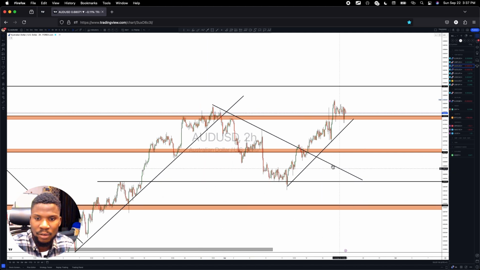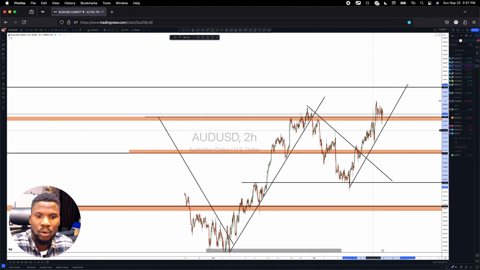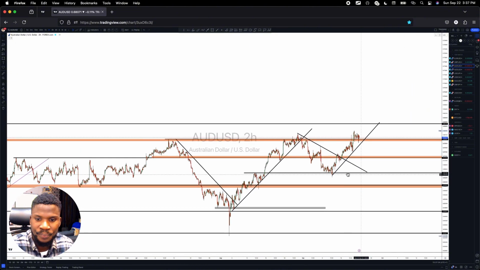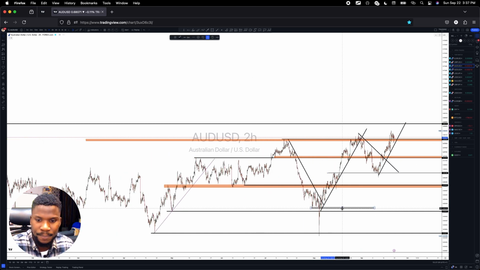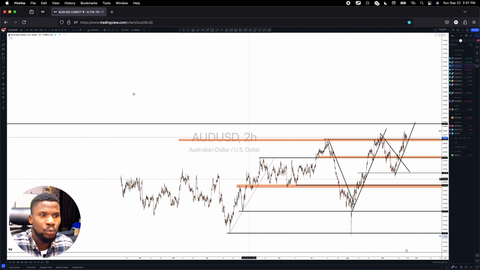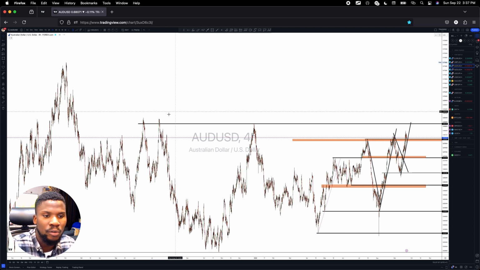We've seen this break of trend line already. So the next course of action for me on Aussie dollar is to look for further bullish momentum. Okay, so look forward to further bullish momentum moving forward. Personally, what I'm trying to look for right here is the next target.